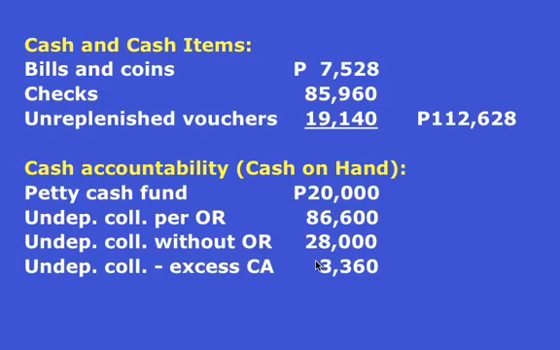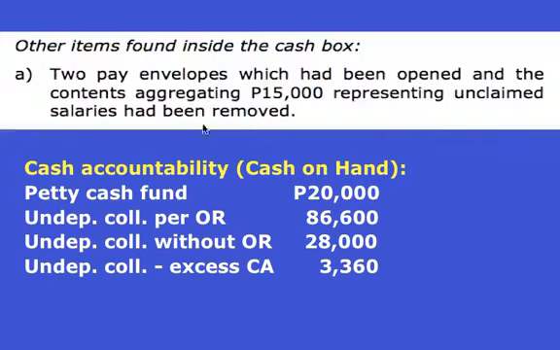Okay? Then, based on your further inspection of the cash box, may nakita pa. Yan. This one. Other items found inside the cash box. Letter A. 2 pay envelopes which had been opened and the contents aggregating 15,000 representing unclaimed salaries had been removed. So, ang nangyari, nung chinek pa yung cash box, uy, may nakita. Pay envelopes. Kaya lang, ang problema, envelopes na lang. Wala na yung 15,000.